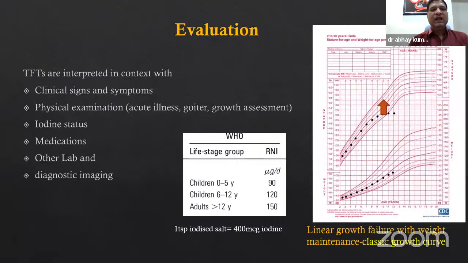And classically, if you look at the evaluation, the thyroid function test is utmost important. Then you should know the clinical signs and symptoms. There should be a physical examination. There could be acute illness, goiter, or growth hormone assessment should be there. One should have the iodine status. What medications is the patient taking? What are the laboratory and diagnostic imaging findings? These are the utmost important ones we are discussing when evaluating a case of juvenile hypothyroidism.